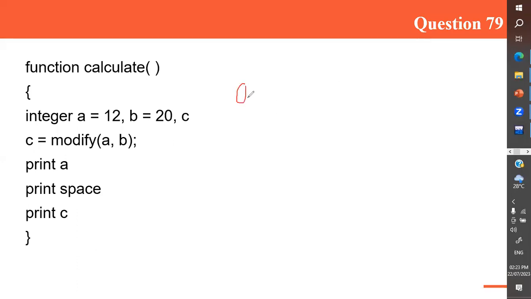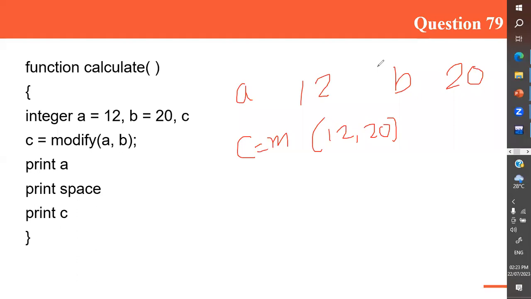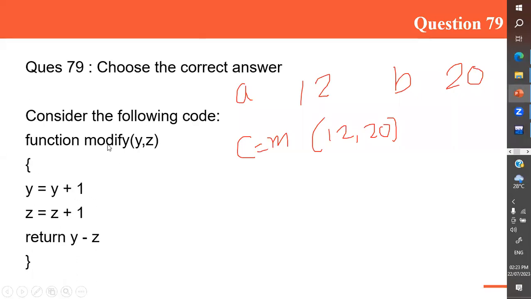Initially, A value is 12, B value is 20. Now we are calling modify of C equal to modify of 12, 20. We are calling the function. It will call the function. Now it will come here. What is Y value? What is Z value? Y value is 12. Z value is 20. It's pass by reference, not pass by value.